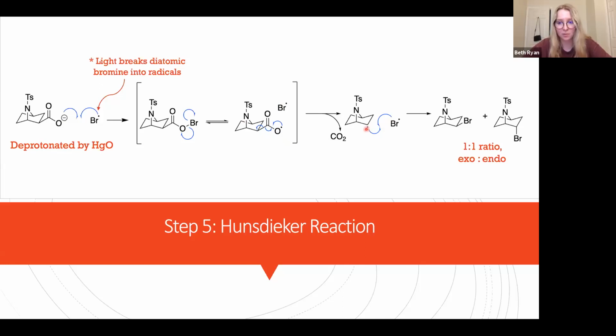So now you have a carbon radical and your bromine radicals that are in solution, and they form a bond. And you get a 1-to-1 ratio of exo to endo. But what's interesting is that in the paper, they didn't show preference for one over the other, and they are able to perform the next reaction on both and get relatively similar yields. So that's kind of interesting. At least it was a 1-to-1 ratio, and they could use both, so that I guess made it better.